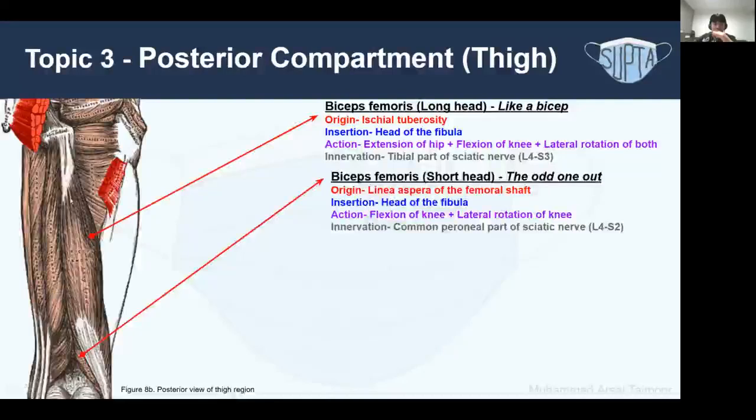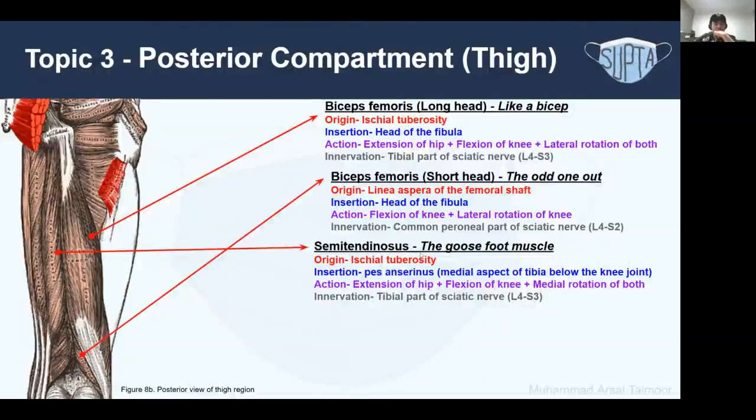It won't extend because remember, that muscle isn't originating from the hip, right? It's originating from the femur, the femoral shaft. So that means it's obviously not going to do that. So flexion of the knee, lateral rotation of the knee, and this time the common peroneal part of that sciatic nerve. And then you've got the semitendinosus, which is the goose foot muscle because of where it inserts.